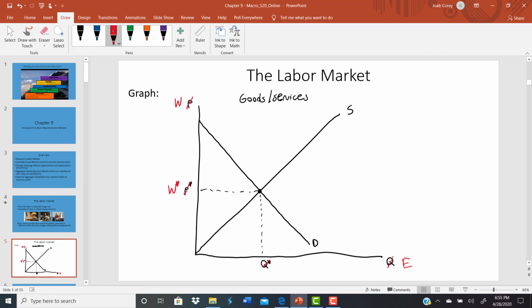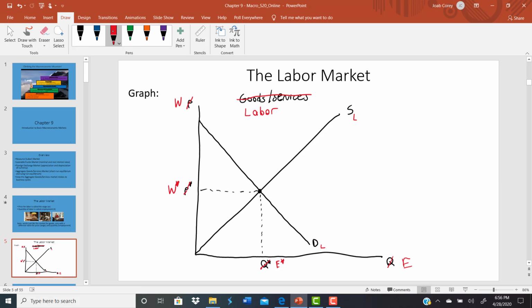And this is no longer Q star, but this is now E star. This is now called the supply of labor, and this is now called the demand for labor. And then once you do all that, this is no longer a goods and services market. It has now become a labor market, right? So again, we just call price something different. We call it wage. We just call quantity something different. We call it employment. But other than that, it works pretty much the same way.